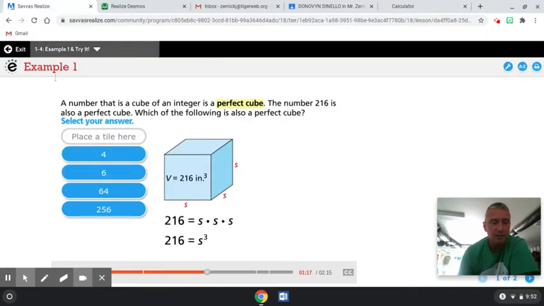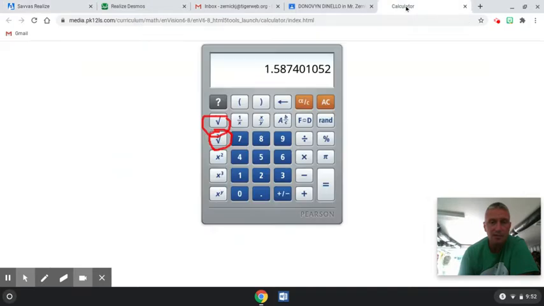Okay, so let's take a look at the next one. The next one is 6. Is 6 a perfect cube? So we would again clear this off and do the cube root of 6. Is the cube root of 6 a perfect cube? Here we have another irrational number.